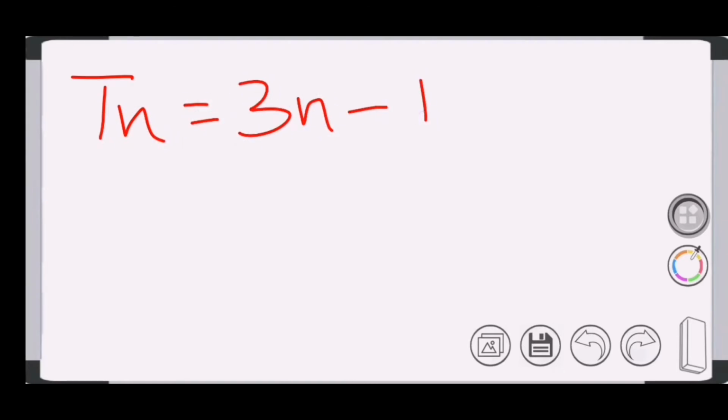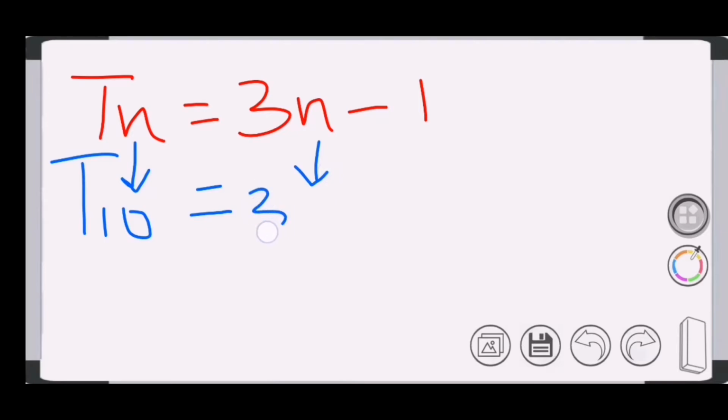If we got Tn equals 3n minus 1. Now, if we are asked to find the 10th term, we don't want to continue listing the terms of the pattern. We want to use the formula to find the 10th term. So our T10, remember n is the position, so we are looking for the 10th number or the 10th term. So T10 should be, we replace the n with a 10. Therefore, this n should also be replaced with a 10.